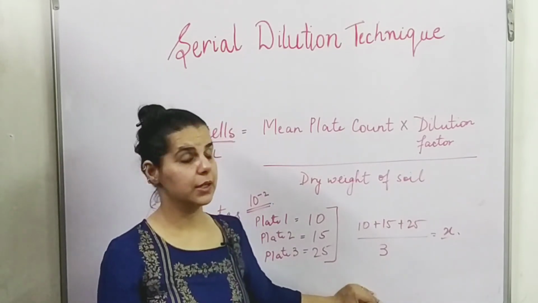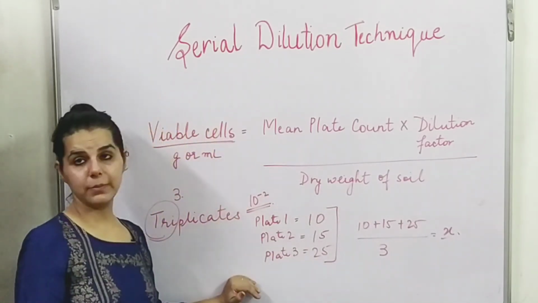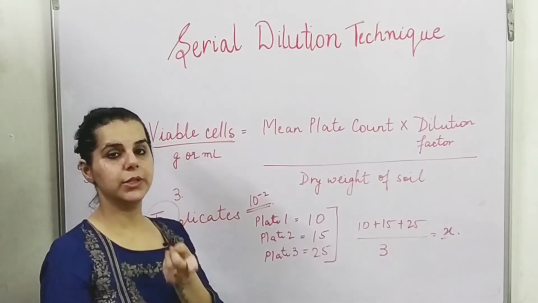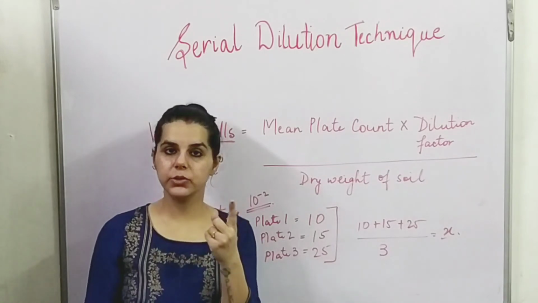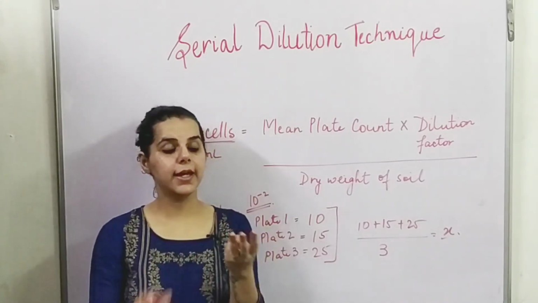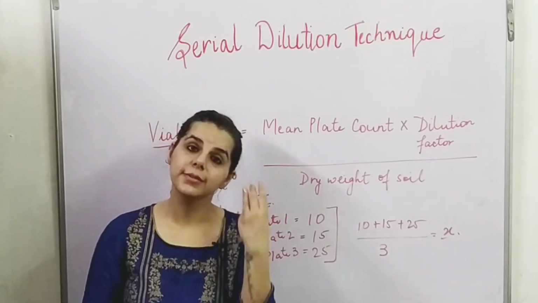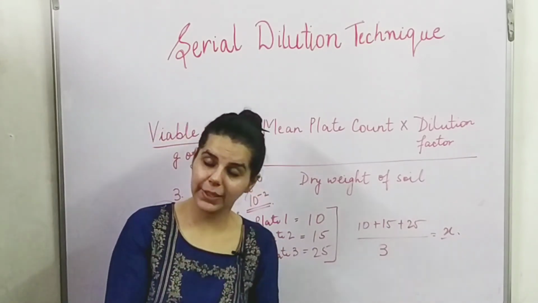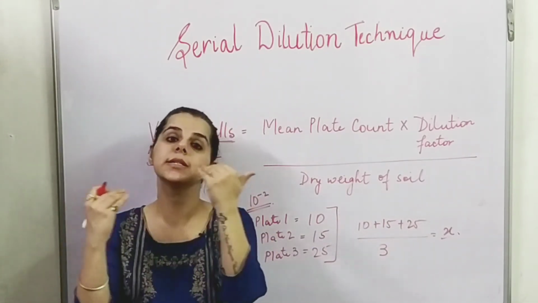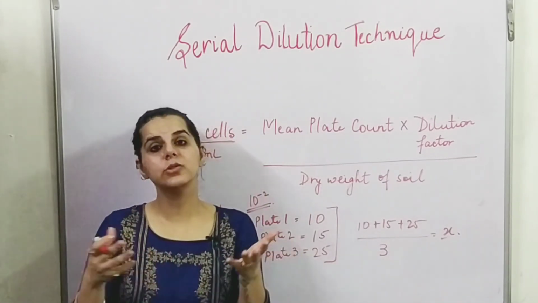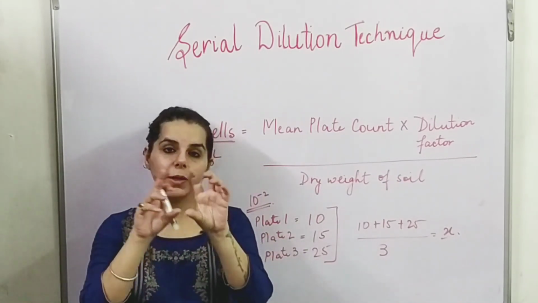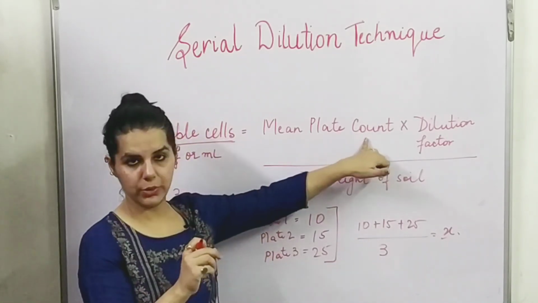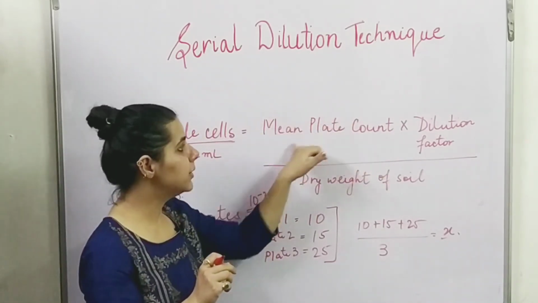So here you need to take the mean of these plate counts, right? For every dilution, like we are using 10 to the power minus 2, 3 plates. Then dilution 10 to the power minus 3, 3 plates. Then dilution 10 to the power minus 4, 3 plates. Then dilution 10 to the power minus 6, 3 plates, right? And so on. So for all the triplicates, you need to get the mean plate count. That is why it is written mean plate count.